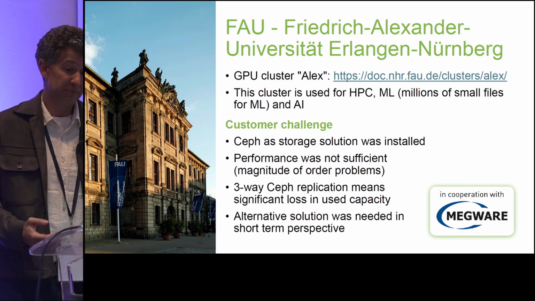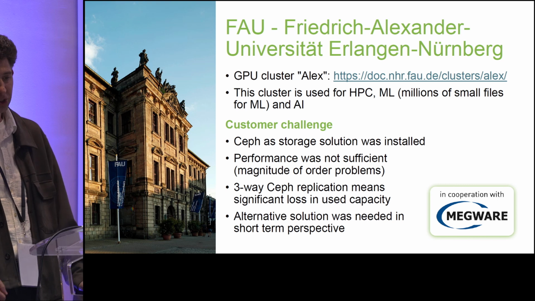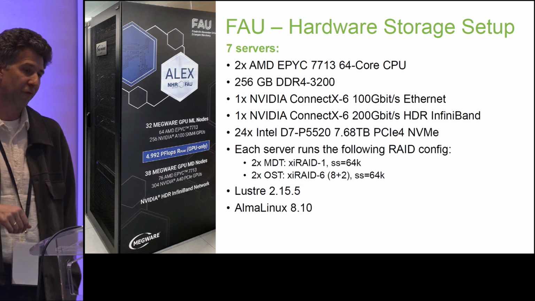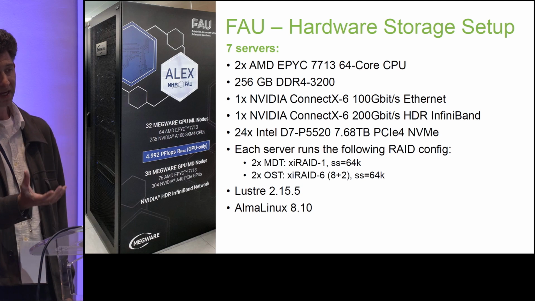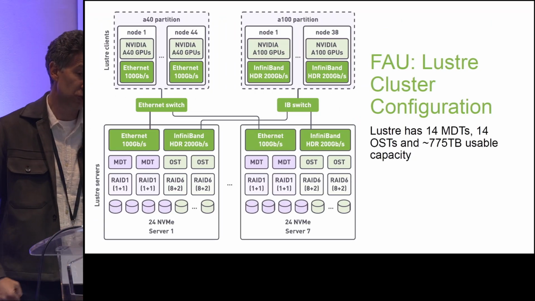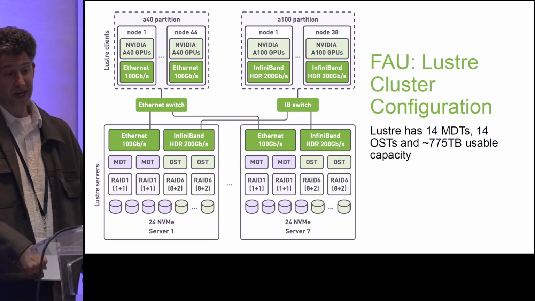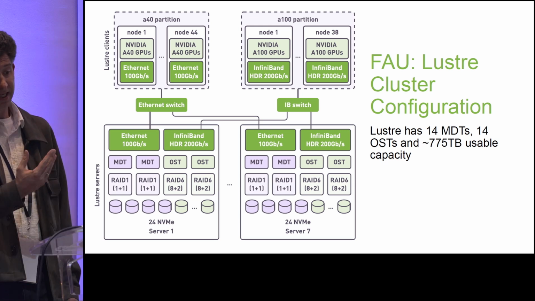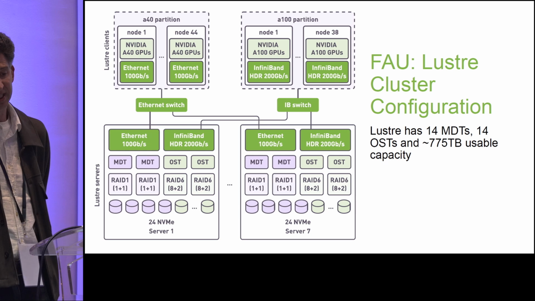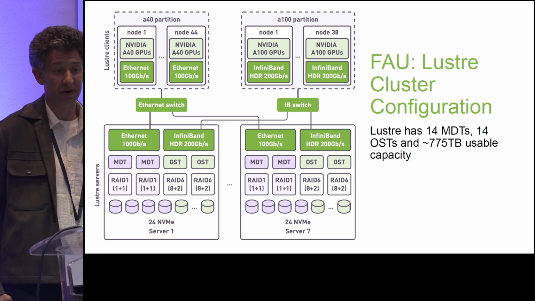The customer came to the partner, not to us, because we are working through our partners, and asked about alternative solutions that should be deployed in the short term. In this case, the hardware environment was relatively simple, just 7 servers with 24 drives each. We propose an architecture based on Lustre, together with our partner, where on every server we have 2 OSTs and 2 MDTs. In total, we have 14 MDTs and 14 OSTs with total capacity of more than 700 terabytes.